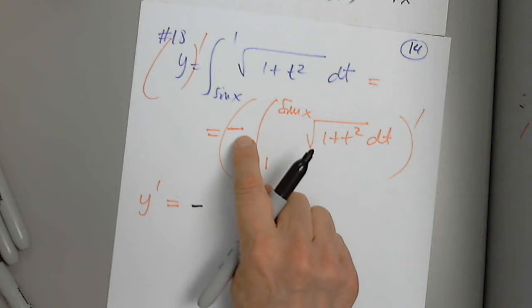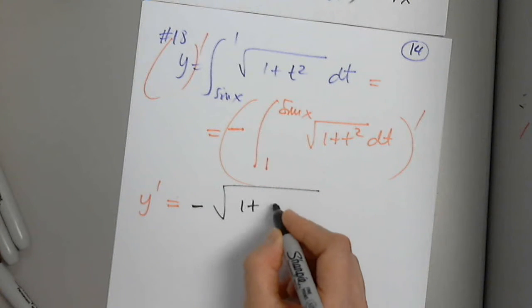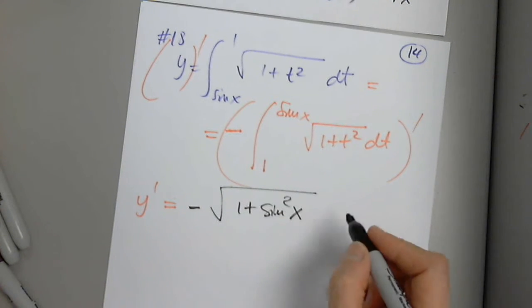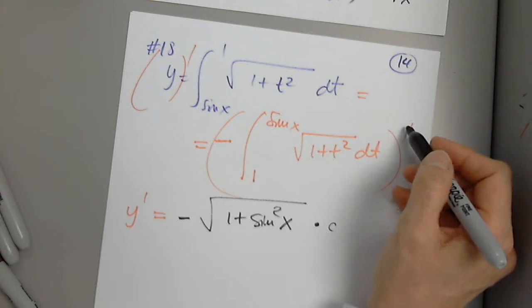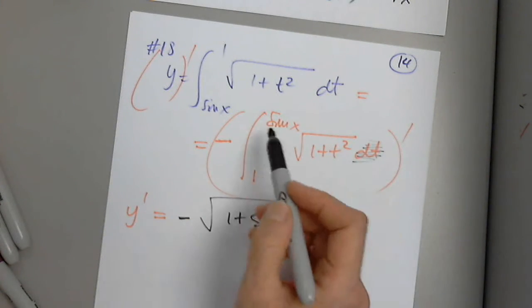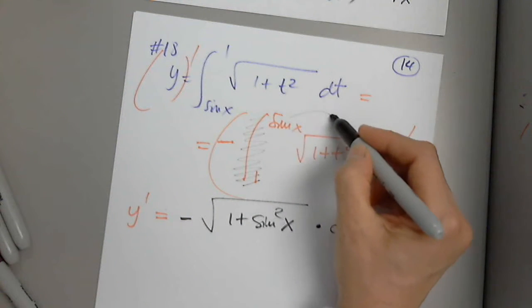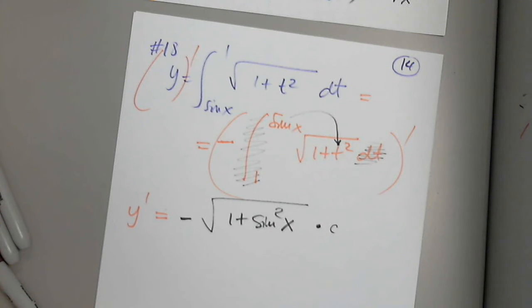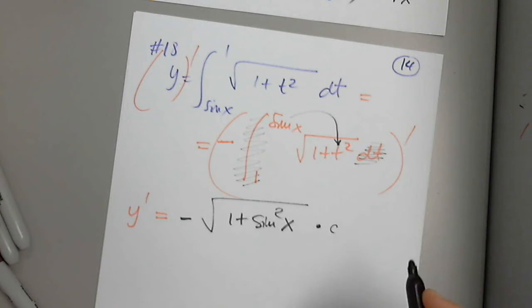I have to copy the minus. Negative. Yes? The square root of 1 plus sine squared x times cosine x. So when I differentiate, all that happens is this goes away and this goes away. Nothing changes here. T is replaced by sine x, but since this is not plain x, then I have to multiply by cosine x.